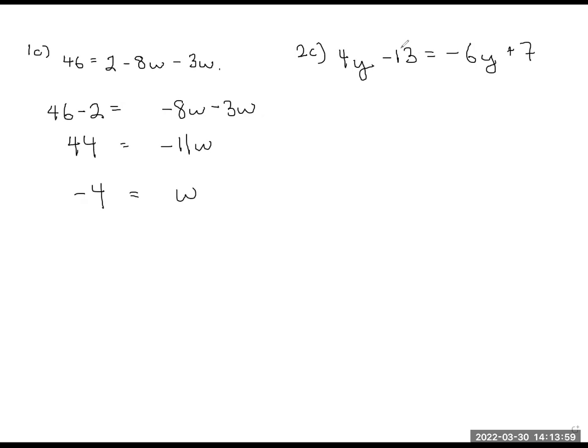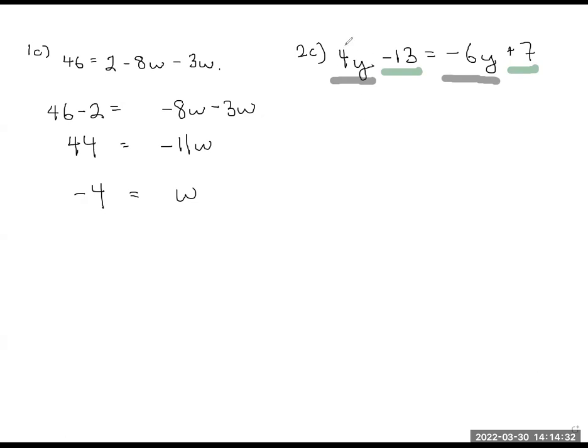Okay, then let's move on. Same thing here. It might look different, but the mentality is still the same. I want all the variables together in one side. I want everything else on the other side of the equal sign. Again, I see the 4y here. I see the negative 6y here. I see a negative 13 here, and I see a plus 7 there. I want those colors to be on the same side.